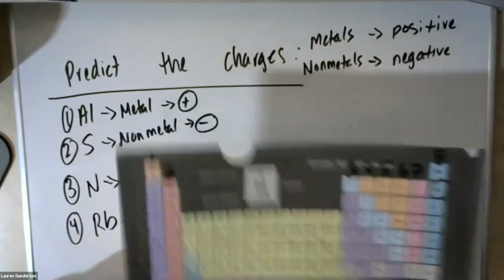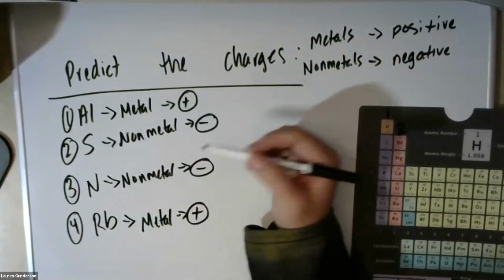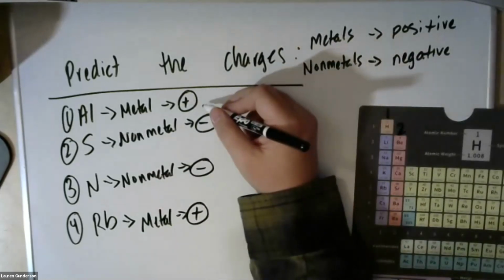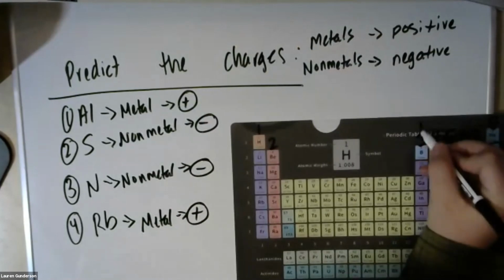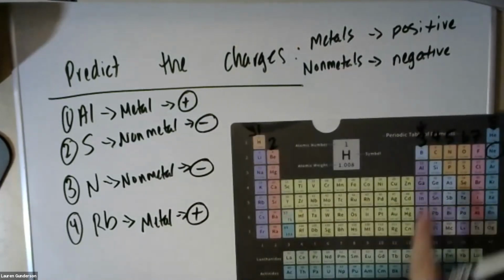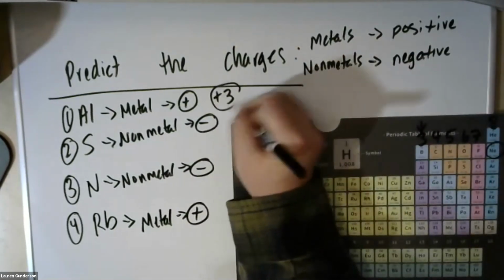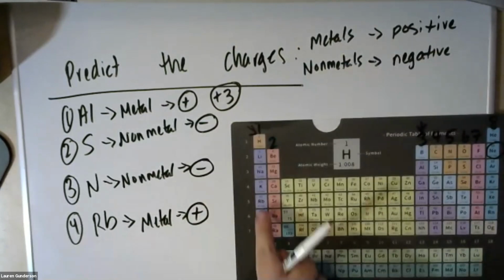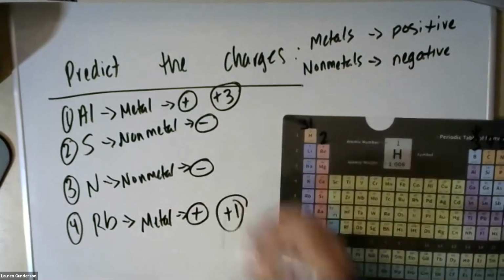All right, that's the nice thing about metals: the ions that they form, main group metals anyway, have charges that correspond to their group number. So aluminum is going to have a +3 charge when it forms an ion. Rubidium, which is in group 1, is going to have a +1 charge.